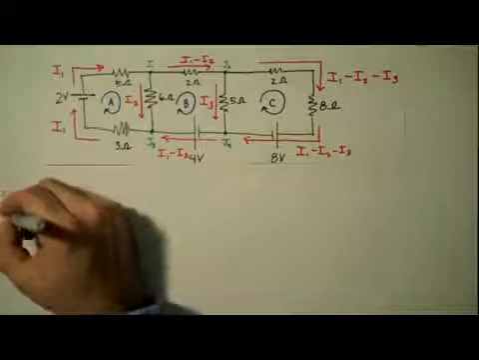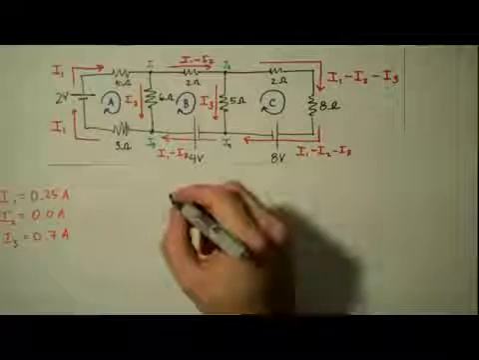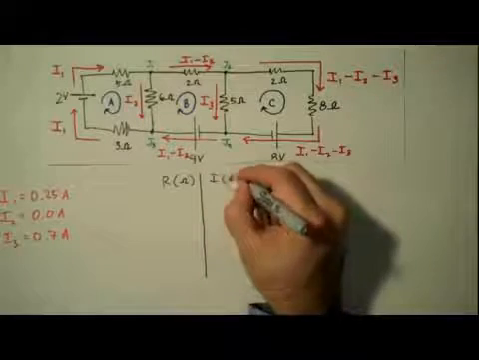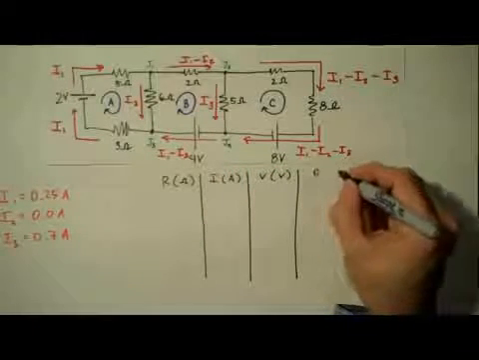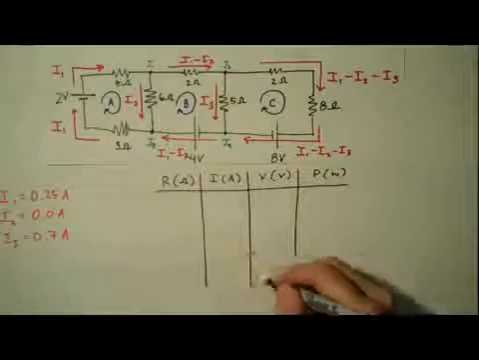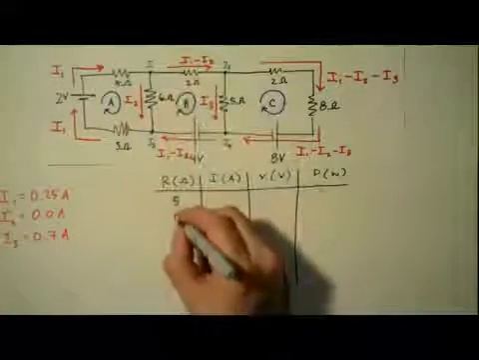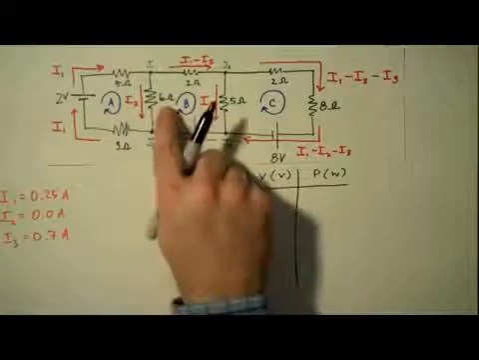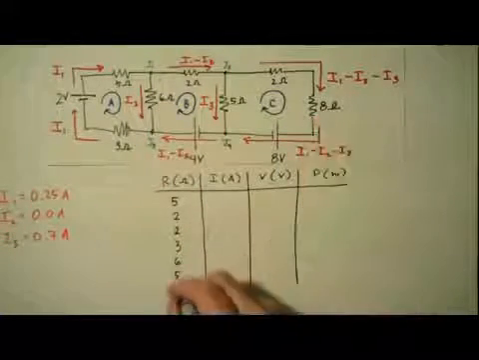Okay, so the last thing we're going to do here is set up a solutions table. This table will not only allow us to organize our results, but will make our final calculations much quicker. So in the first column we'll have resistance, second column current through the resistor, third column voltage across the resistor, and last column power dissipated by that resistor. We'll start with resistances. First we have the 5 ohm on the left, the 2 ohm in the center, then the 2 ohm on the right, then the 3 ohm on bottom, the 6 ohm in the center, the 5 ohm in the center, and then the 8 ohm on the right.